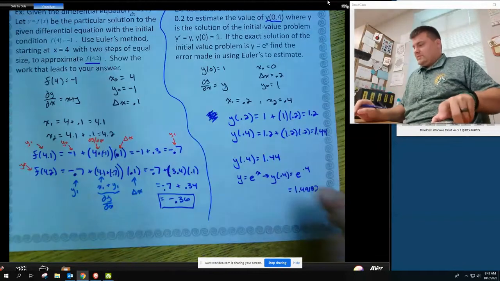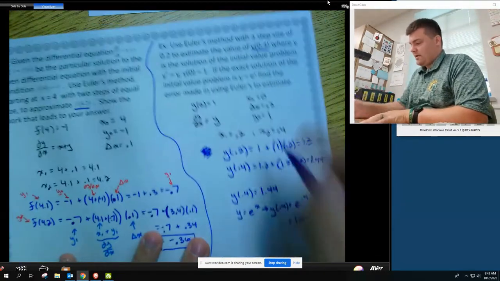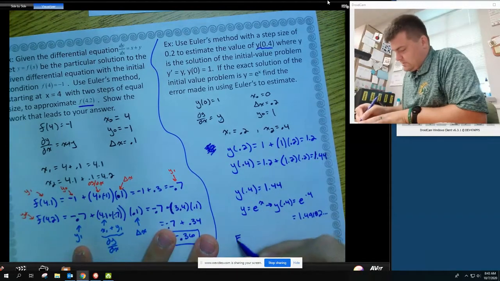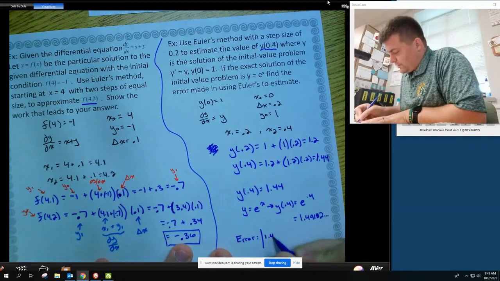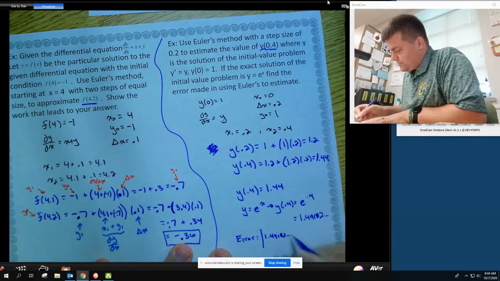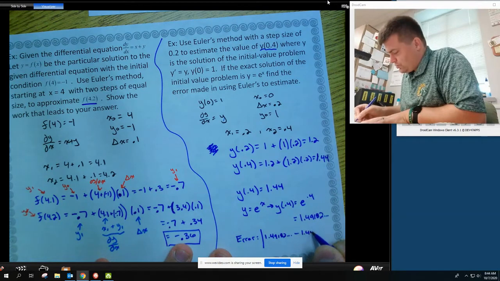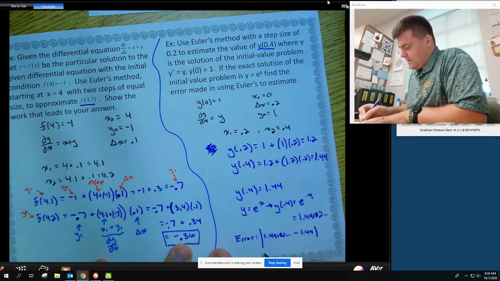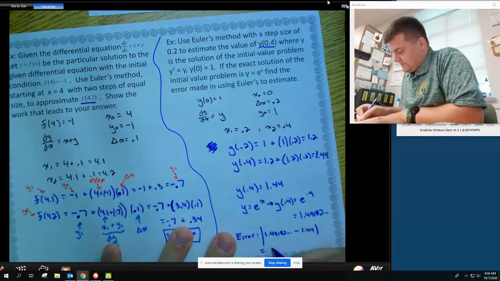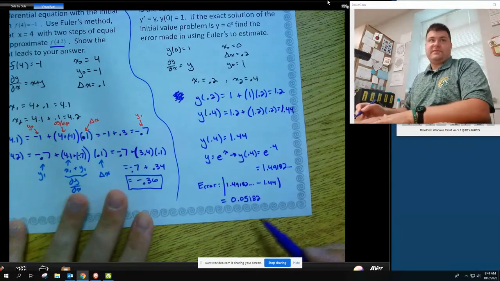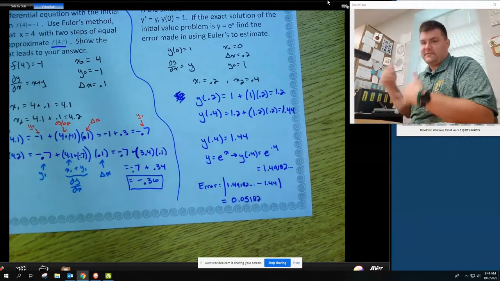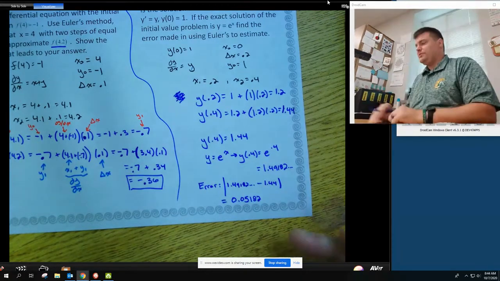Okay, so it's just asking for my error. So my error is just going to be one value minus the other. So 1.49182 minus 1.44. And that's going to give me, when I subtract that, 0.05182. So it didn't ask for percent or anything like that, just looking for the error. So it's only off by 0.05 and then some. So that's not too bad. That's a pretty close approximation.